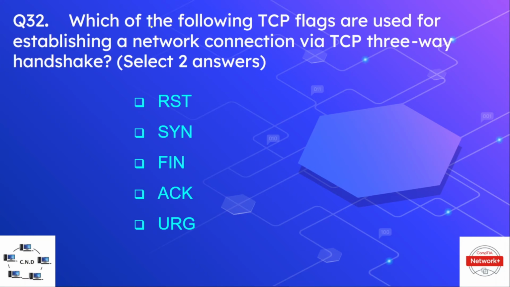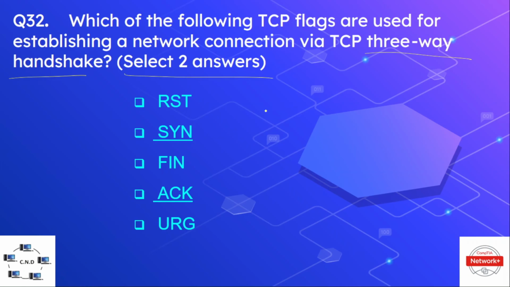Question number 32 is: which of the following TCP flags are used for establishing a network connection via the TCP three-way handshake? We have to select two answers, and the options are RST, that is reset, SYN, FIN, ACK, and the urgent flag. The correct options are SYN and ACK.